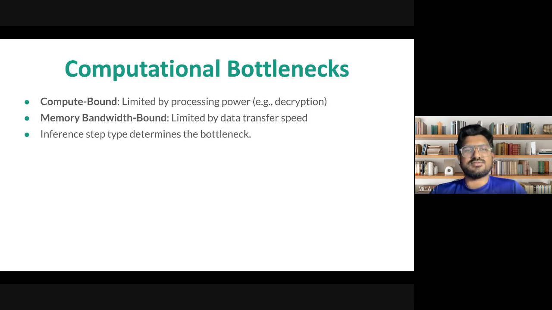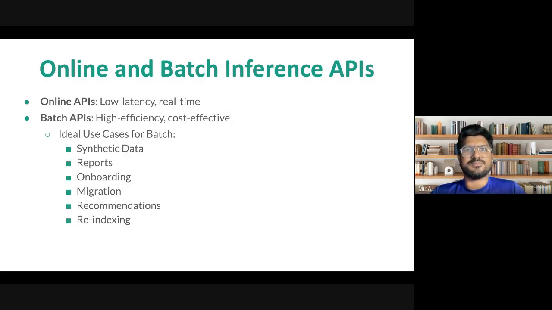We usually decide our inference optimization steps based on the bottlenecks, as we discussed before. Prefill is usually compute bound, and decode is memory bandwidth bound. There are usually two kinds of APIs available in the market. One is online APIs, where the latency is very low. These are available from almost all API providers.